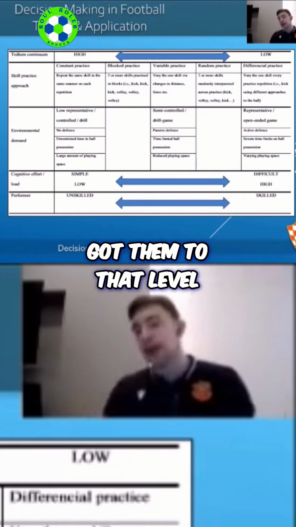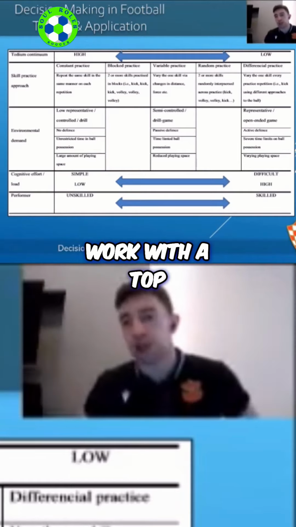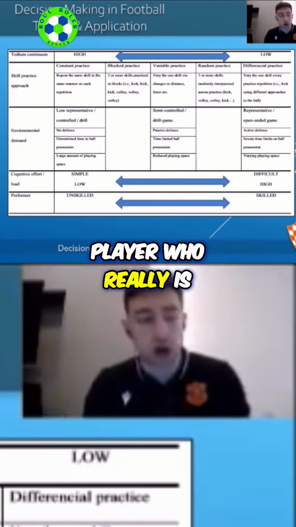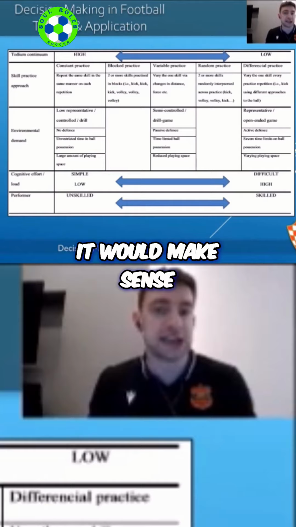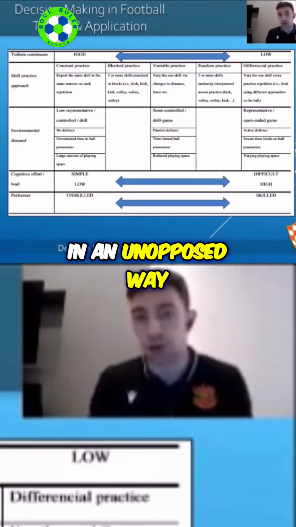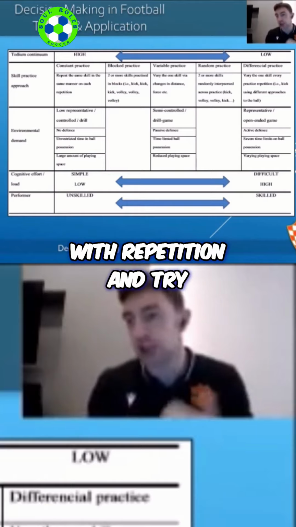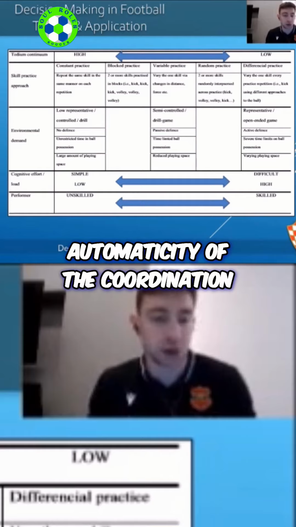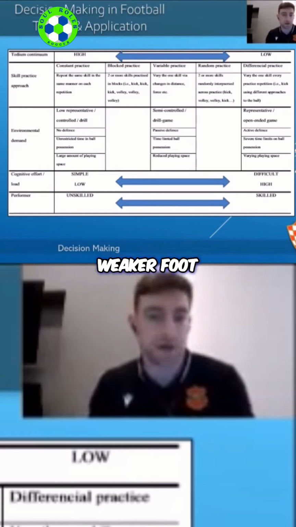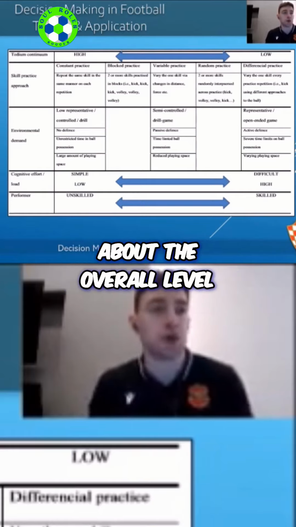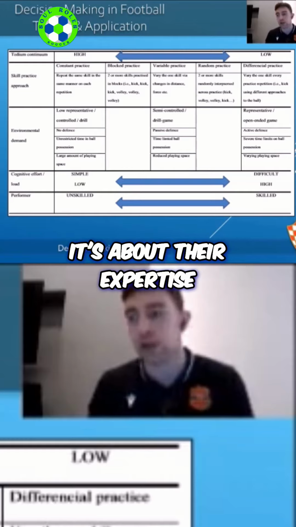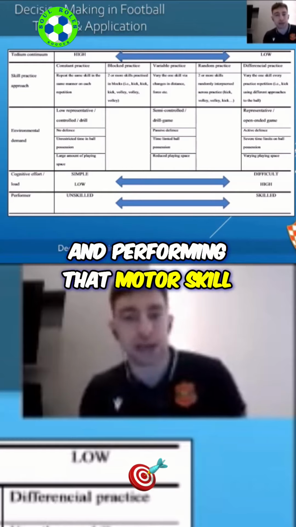However, if you were to work with a top player who really is not comfortable with his weaker foot, it would make sense to start in an unopposed way with repetition and try to build up that automaticity of the coordination pattern of using the weaker foot. So it's not really about the overall level of the performer, it's about their expertise in performing that motor skill.